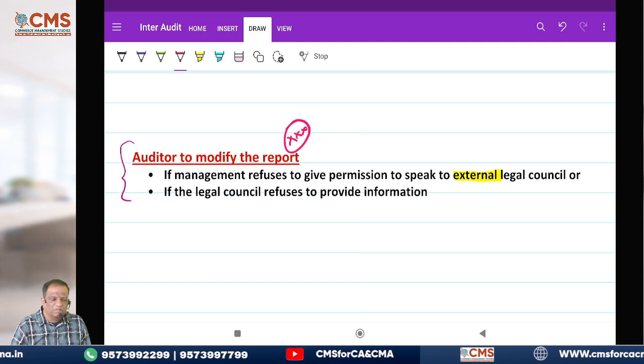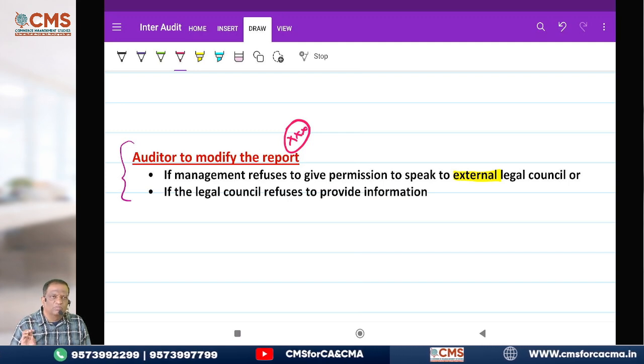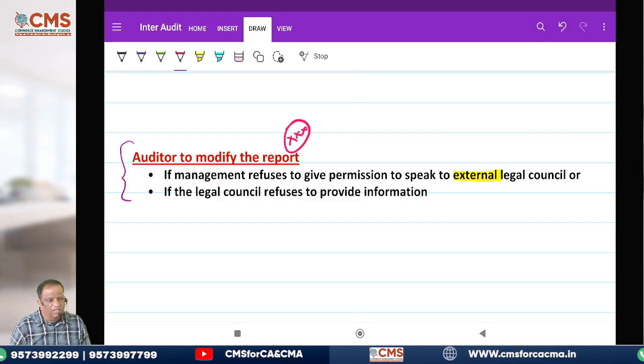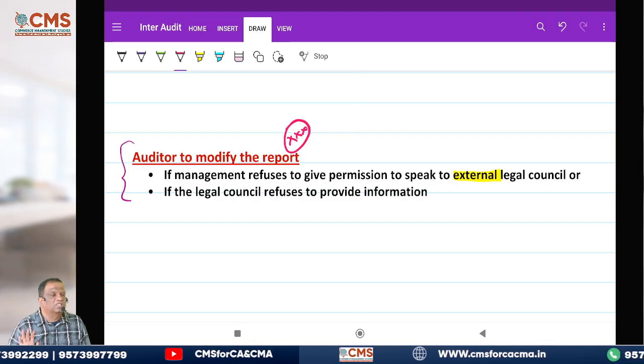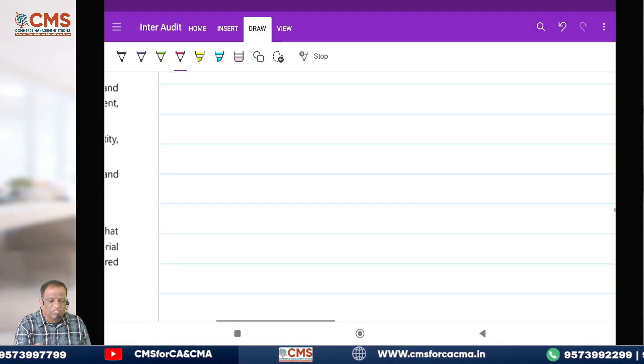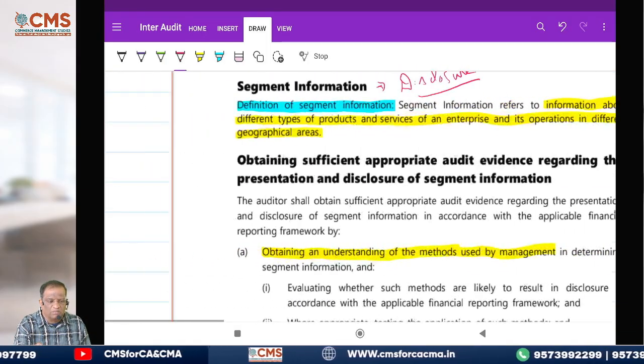So, putting it simply the other way around, the auditor is going to modify the report in two scenarios. He is not allowed to speak, or he is allowed to speak, but the legal counsel is not giving information. Then I will modify the report. So this is with regard to litigations and claims and all this.